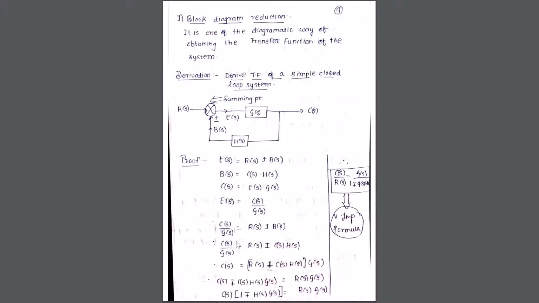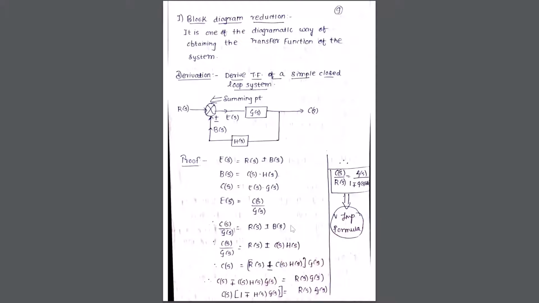Now, my C(s) is equal to R(s) plus or minus C(s) into H(s), the whole into G(s). Now, my C(s) minus plus, because this part which you are able to see is coming onto the left hand side, hence the plus is becoming minus, and minus is becoming plus. So, C(s) minus plus C(s) into H(s) into G(s) is equal to R(s) into G(s). Again, my C(s) can be taken as common: C(s) times 1 minus plus H(s) G(s) is equal to R(s) into G(s).